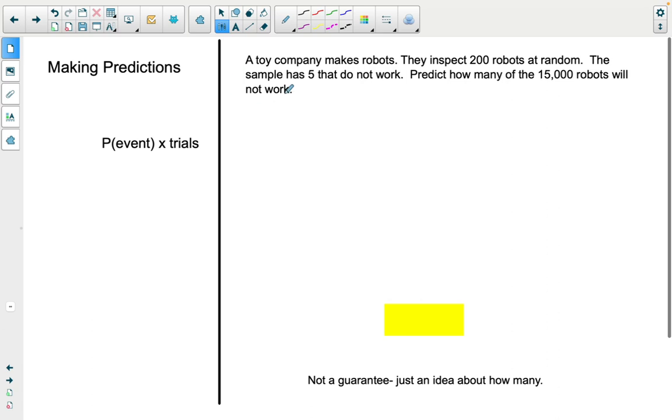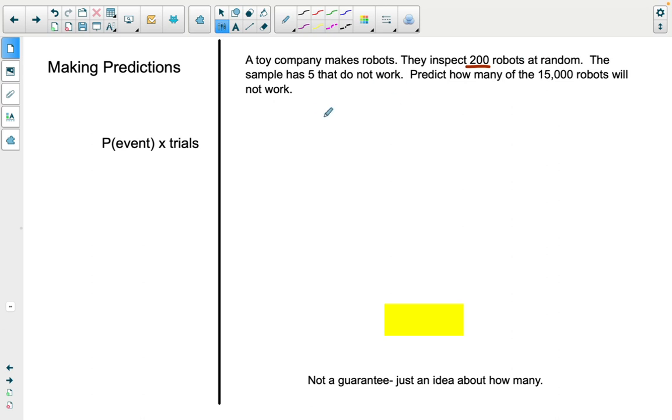Let's look at another example. We have a toy company that makes robots. They inspect 200 robots at random. It's important that they say at random. If they pull them all from the very start of the run, the first 200 robots, if there was any sort of weird glitch at the beginning that gets fixed, they might not catch any. Or if something happens later in the run, they might all be fine in the first 200. So it's good to pick out random ones.